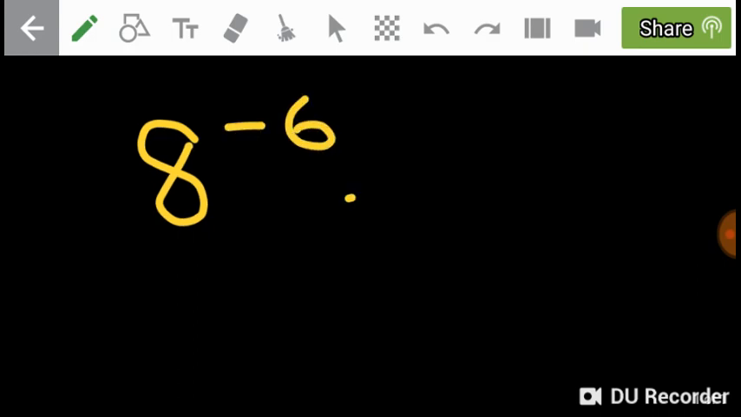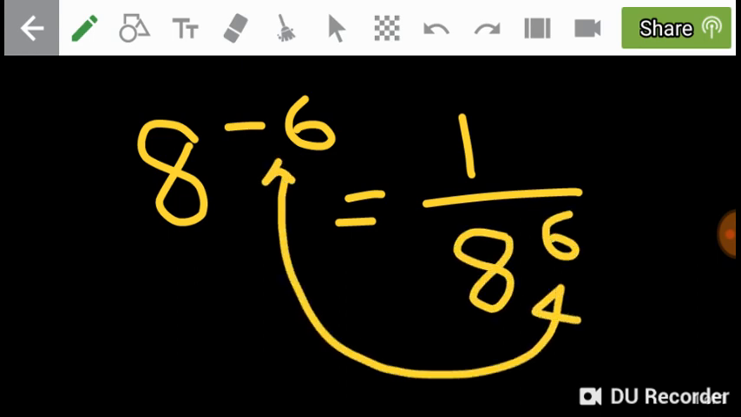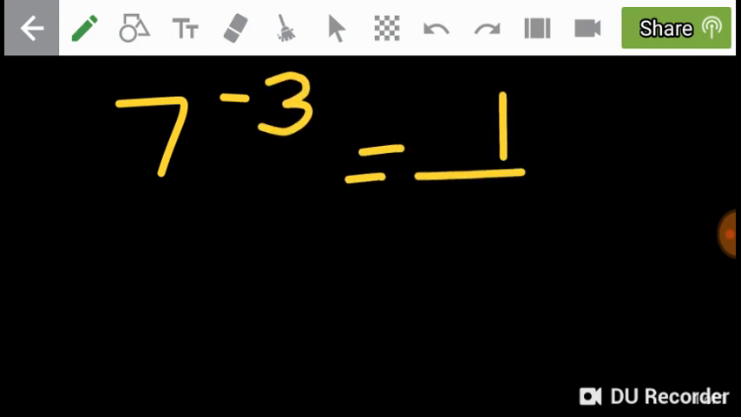Well, let us see some more. If we have a problem like this, 8 to the exponent negative 6, the answer would be 1 divided by 8^6. We are converting this negative power to a positive power by this rule. Now there is a slight twist in the rule, but I'll be showing that after we go for more examples. 7 with a negative exponent 3 is 1 divided by 7^3. So this is how you can convert the negative exponent into a positive exponent.